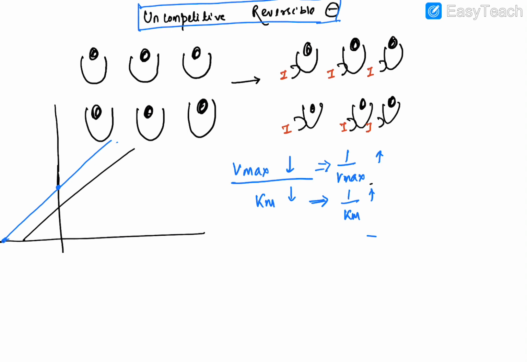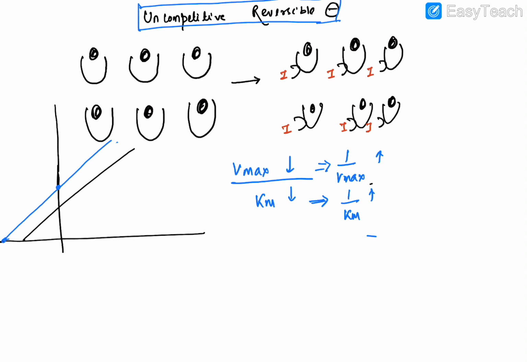Why does the slope of the curve remain same? The slope of the curve is actually the ratio of Km to Vmax. We see that Km has reduced and Vmax has also reduced. Hence the slope is going to remain same. But 1 by Vmax has shifted up because Vmax has reduced, and 1 by Km has gone to the left because Km has reduced. So the curve shifted to the left like this. So this is how the curve will look if, to the enzyme substrate complex, we add an inhibitor which is uncompetitive reversible in nature.